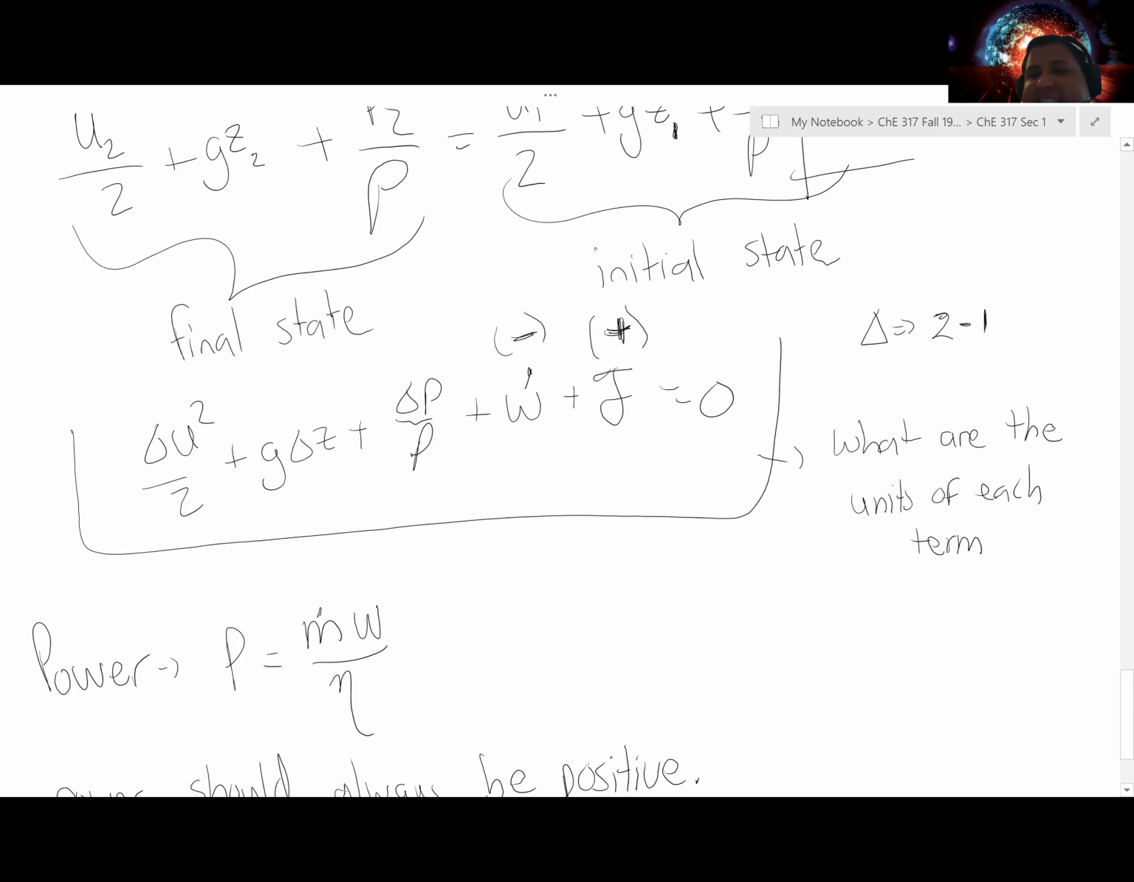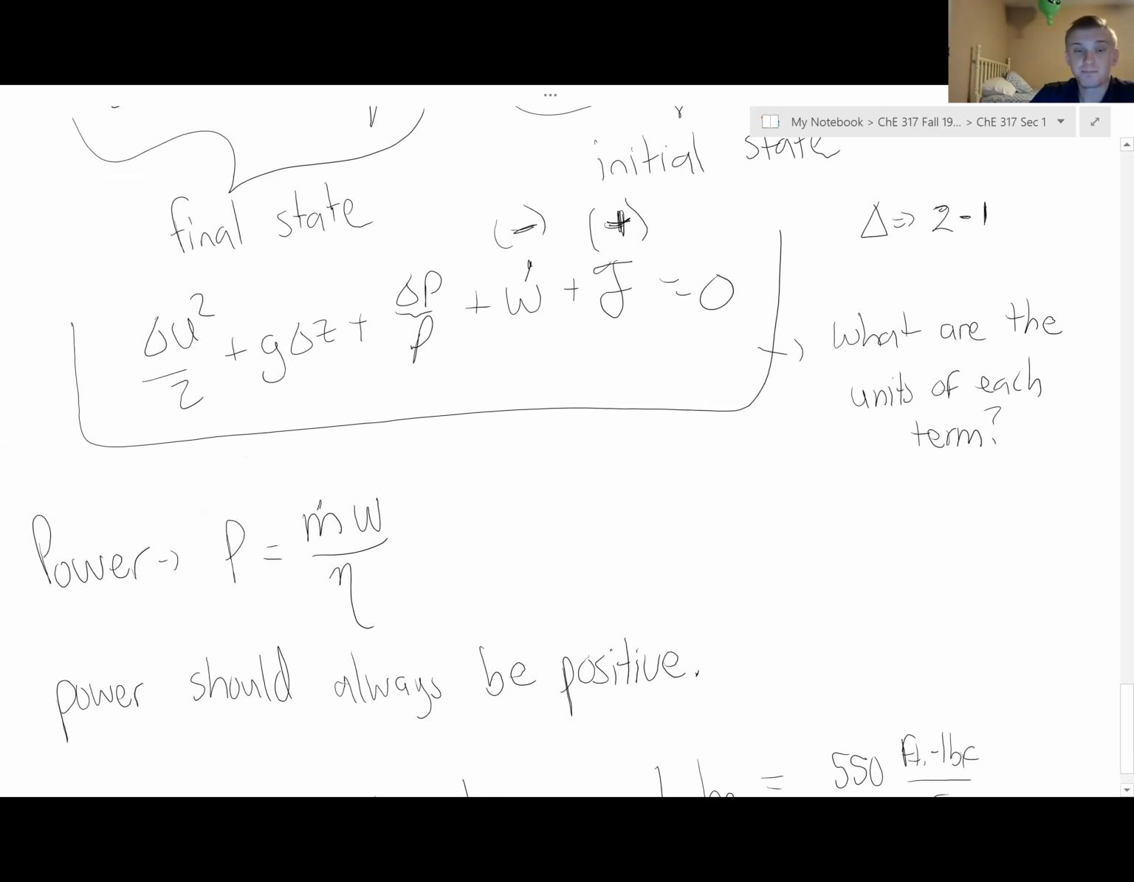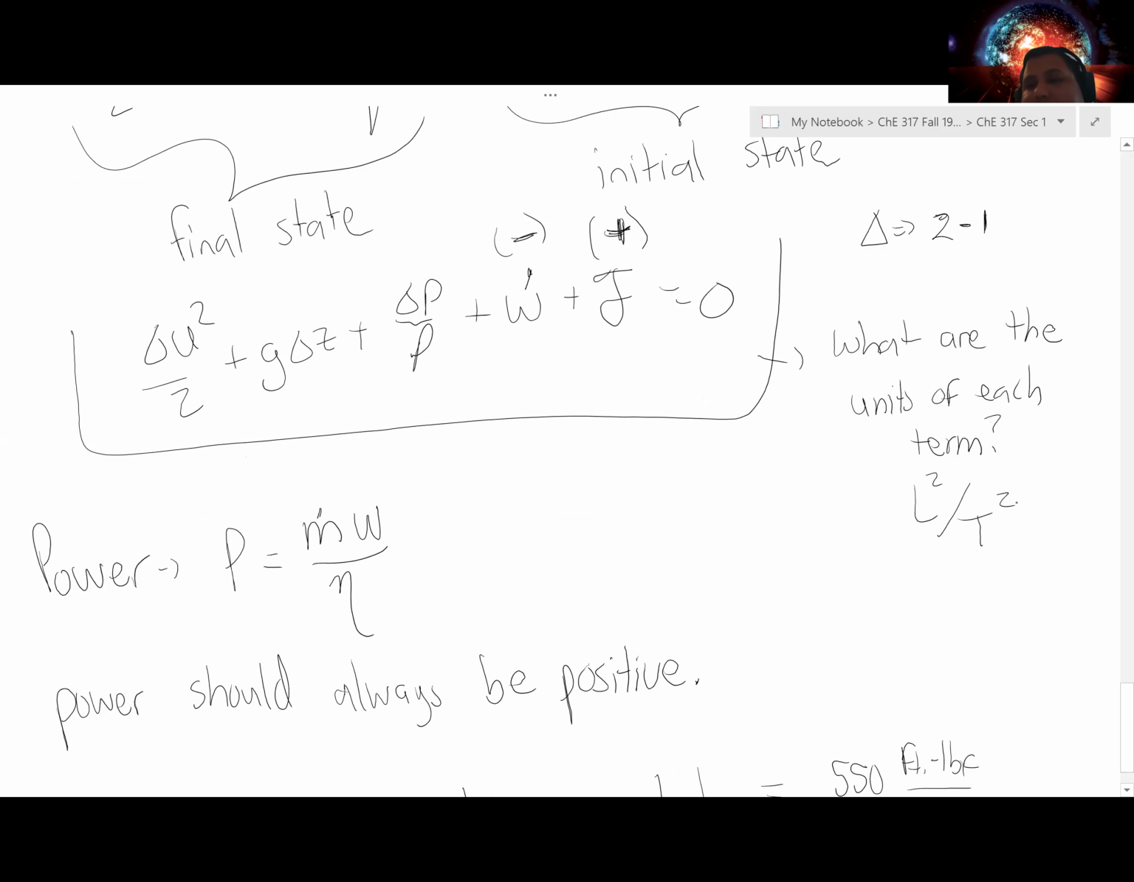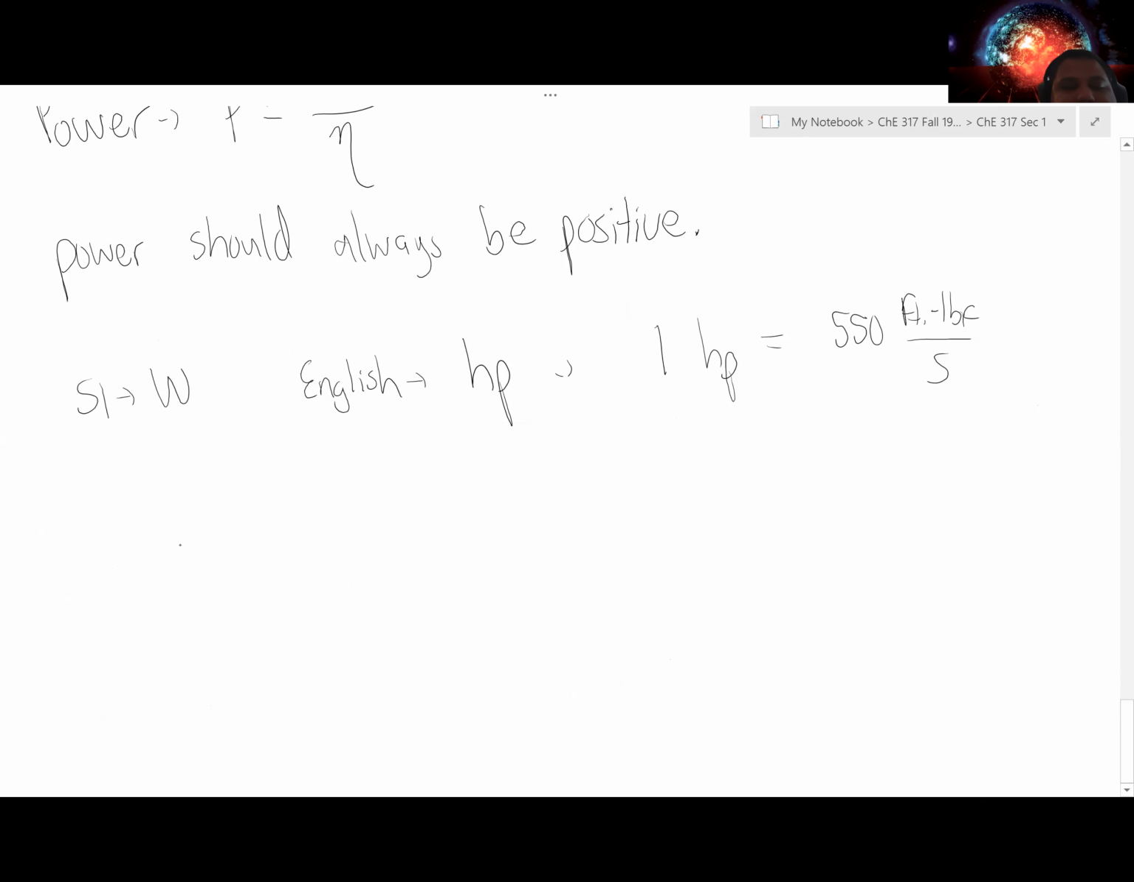Because they're all being added together in some form or fashion, by unit laws they all have to have the same units. So what are the units of each of these terms? For English, would it be feet squared per second squared? Yeah, so it would be feet squared per second squared, or in generic terms, I would just say length squared over time squared, which means your work is going to be feet squared per second squared.